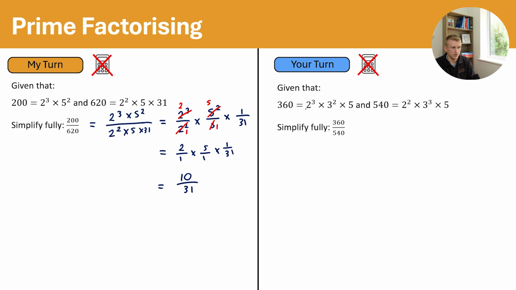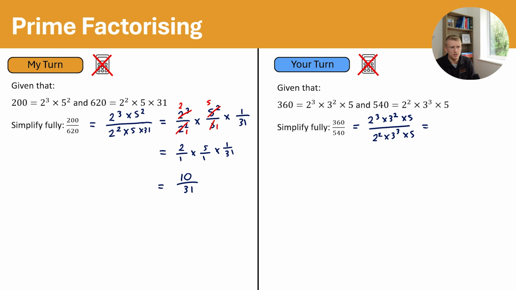Given that 360 is 2 cubed multiplied by 3 squared multiplied by 5, and 540 is 2 squared multiplied by 3 cubed multiplied by 5, simplify fully 360 over 540. Let's rewrite the numerator and the denominator of our fractions. So I'll rewrite the numerator as 2 cubed multiplied by 3 squared multiplied by 5. And I'll rewrite my denominator as 2 squared multiplied by 3 cubed multiplied by 5.